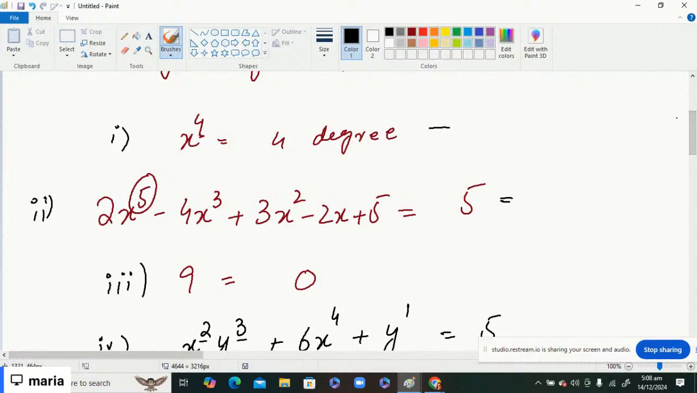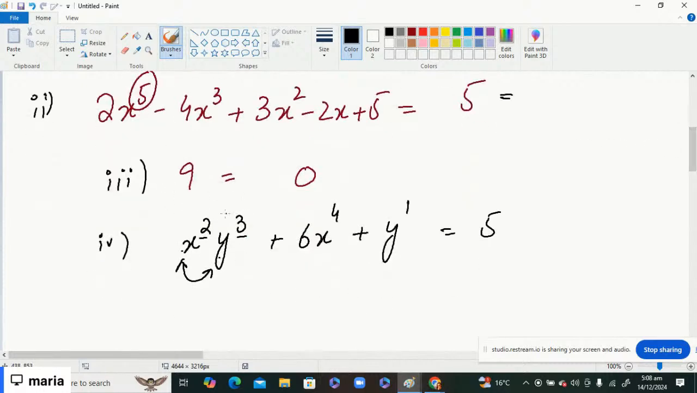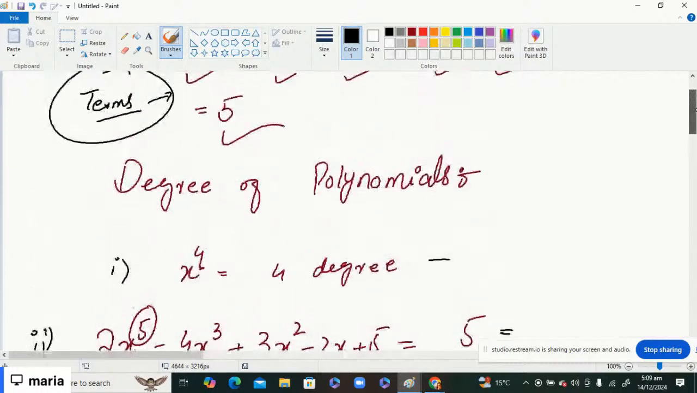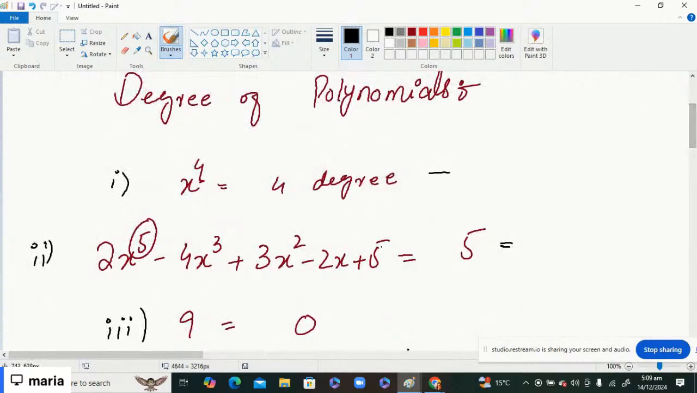Here, if only one variable is available, then you can say x power 4, so the 4 is the highest exponent here. If this expression is involved, then you can say that it is 5. If it is a constant, the constant has no degree, so you can say that it is 0. And if two variables are involved like x and y, you are just going to add up these two and write it out here as the answer. This is basically the thing for finding out the degree of the polynomials.